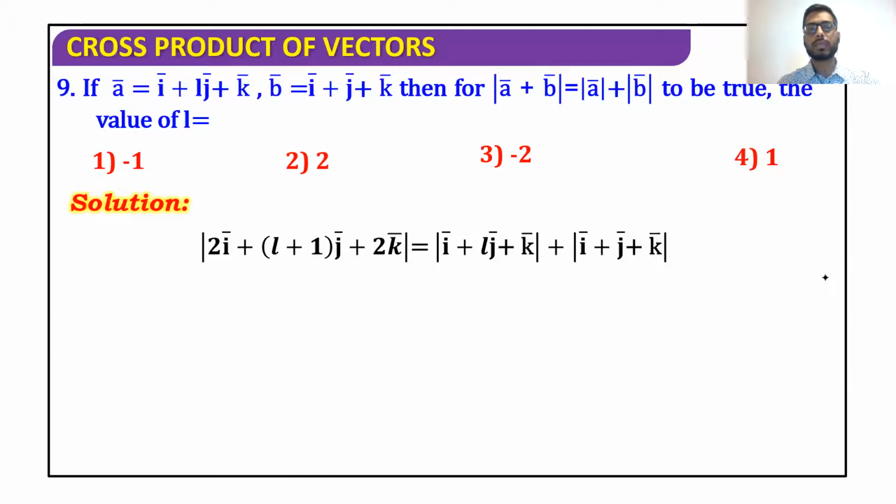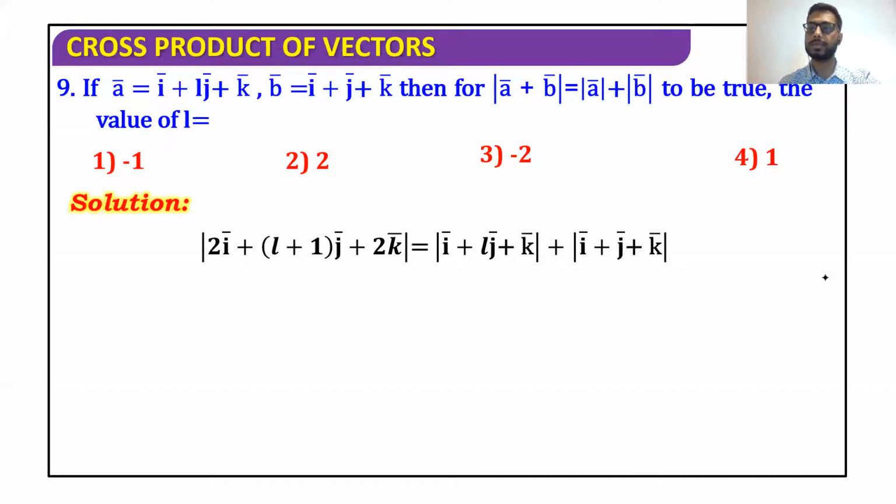Now, you can either simplify this and get the value of L, or another method would be, you have 4 options. So instead of solving for L, you can directly substitute the value of L. In your first case, you can put -1. If LHS is equal to RHS, then option 1 would be the correct answer. Else I could substitute 2, then substitute -2 and check. So the substitution method would also work in this case. So there are 2 methods to solve this.